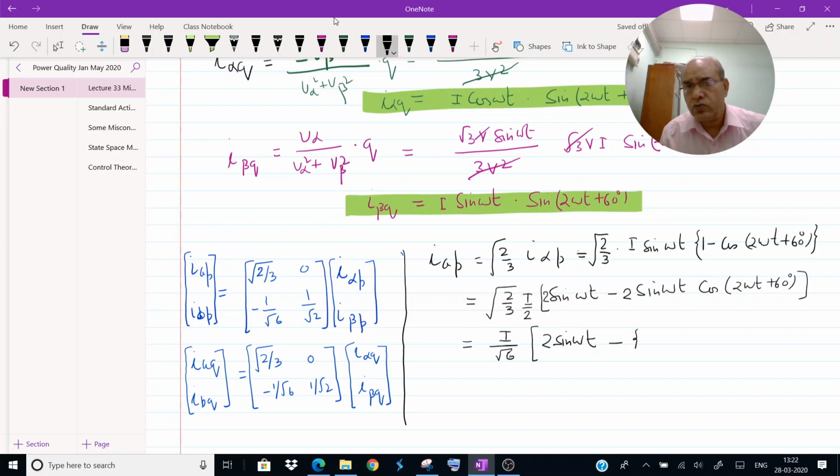So 2 sine a cos b becomes sine a plus b plus sine a minus b. So sine a plus b becomes sine 3 omega t plus 60 degree, and plus sine a minus b becomes sine of minus 2 omega t here, and omega t minus 2 omega t becomes minus omega t. So this is minus omega t and then minus 60 degree.